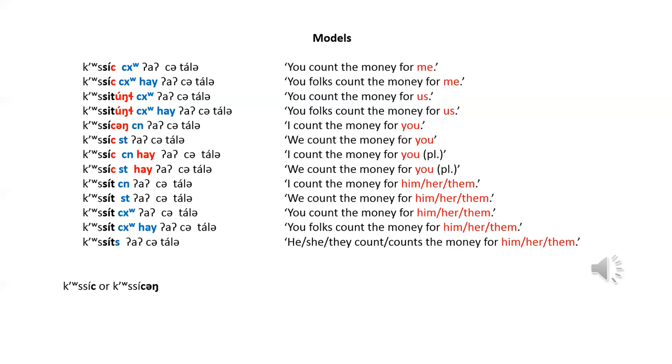The root of the verb in the models is kus. It appears in kset, count it, and kseng, count. Adding seat to the root creates a transitive verb with a beneficiary object. In sentences with both a beneficiary and a patient, the patient is always the object of the preposition a. This is the layout in the first model, you count the money for me.